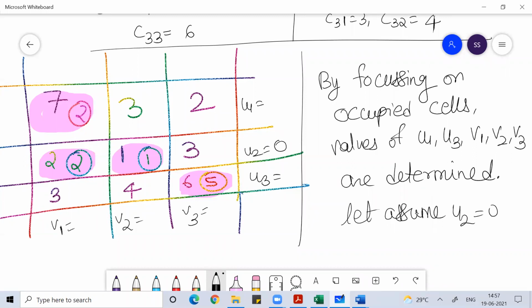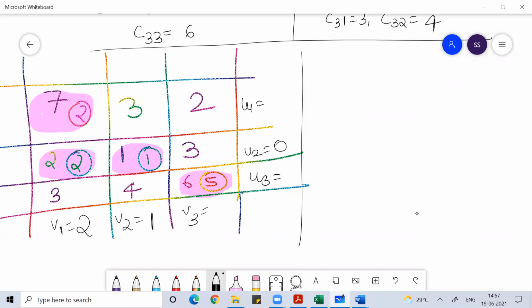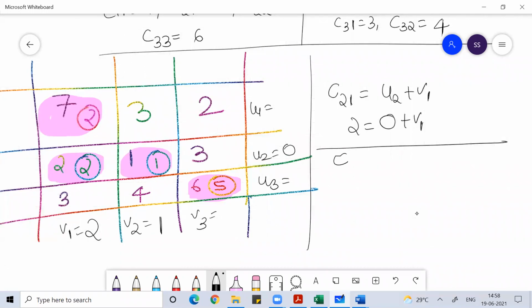Now, if you see, guys, if I put U2 as 0, then V1 will be 2 and V2 will be 1. Very simple. Because I assume U2 is equal to 0, I can very easily find C21. C21 means U2 plus V1. C21 is 2 and U2 is 0, so V1 will be equal to 2. Similarly, C22 is U2 plus V2, and C22 is 1, U2 is 0, so V2 will be equal to 1. I hope you people understood this.